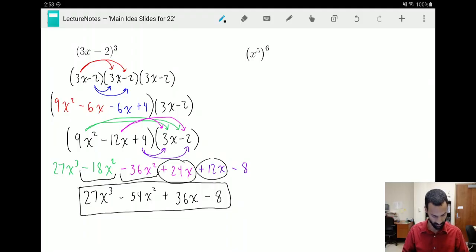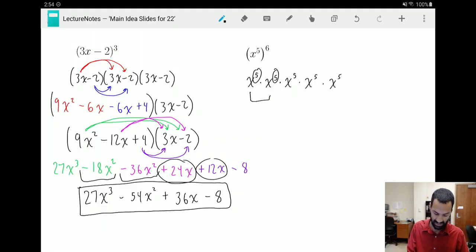Okay, great. What about x to the 5th power raised to the power of 6? Okay, now we are taking a variable with an exponent and raising it to another exponent. So let's explore what happens there. This means x to the 5th power times x to the 5th power times x to the 5th power times x to the 5th power times x to the 5th power. Okay, we know that we add, right? We add when we have the same variable with exponents.